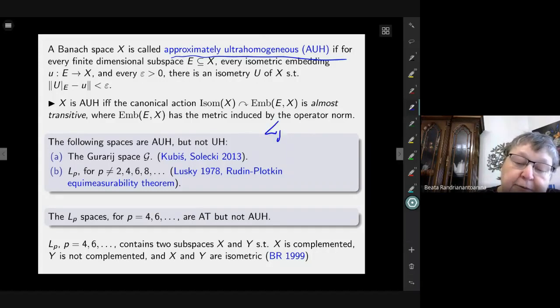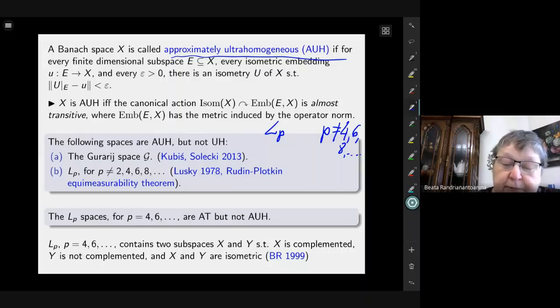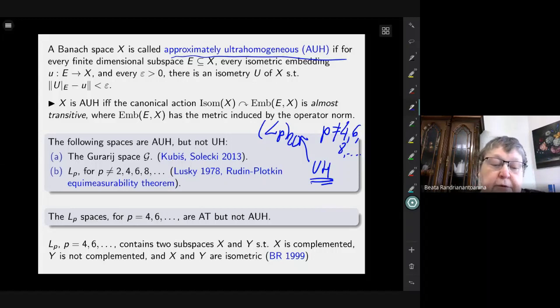If you take LP, P not equal to 4, 6, 8, and so on, not equal to any even integer, and then you take the ultra power of this LP, then that space, which is non-separable, is going to be ultra homogeneous. If you look for separable examples, we don't have any, so we don't really know how it works.